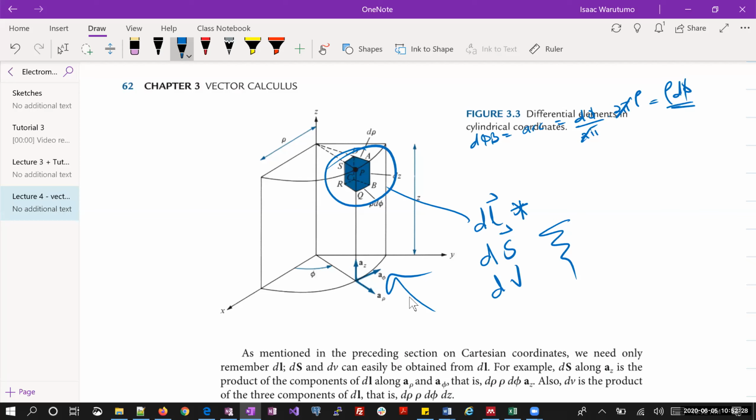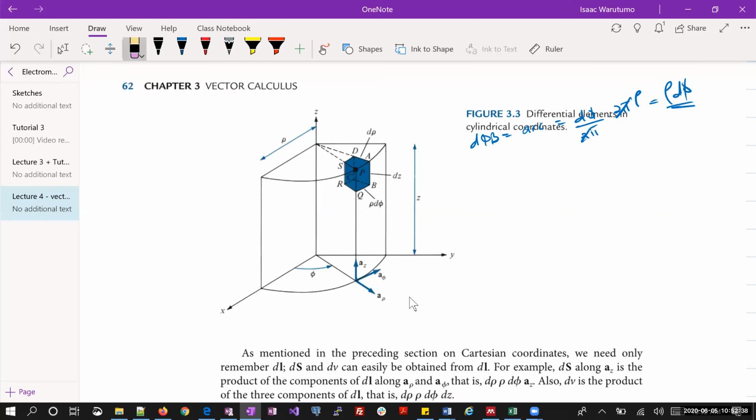These two can be derived from the DL. Having said that, how do we start? Very simple things. I just want us to see how easy these things come out. The first thing we are going to deal with is DL.